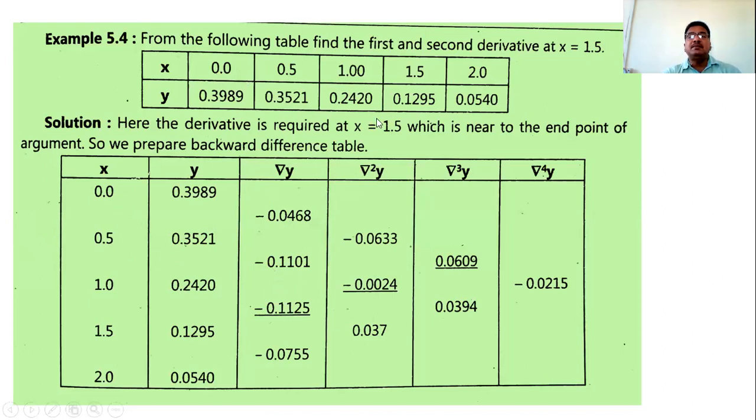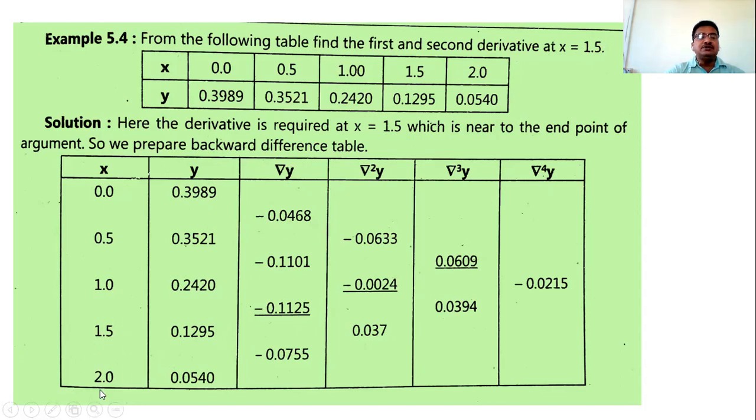Write the x values as the first column, the values of y as the second column in the difference table. Then find del y, del square y, del cube y, del raised to 4y. So find all these entries. And now these entries are important. We have to find the value at 1.5. So at 1.5, this is yn, this is xn now.